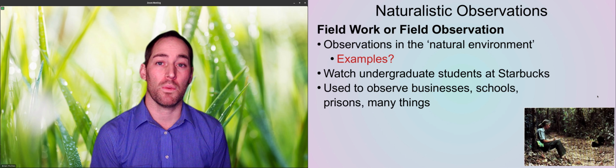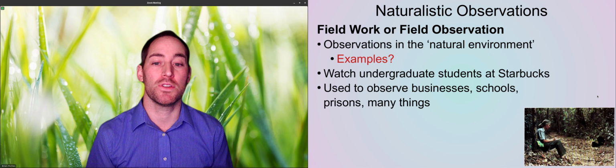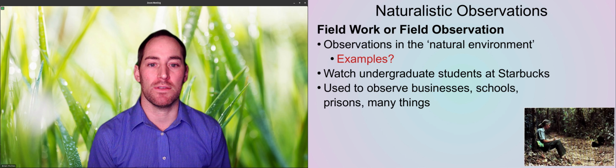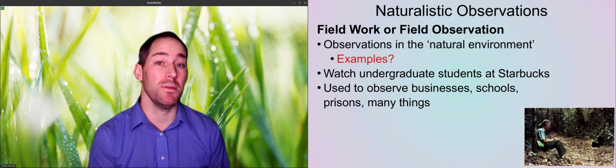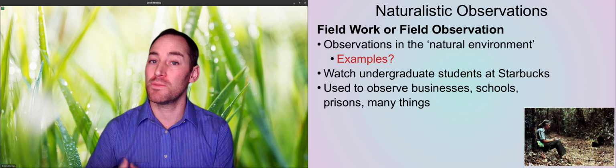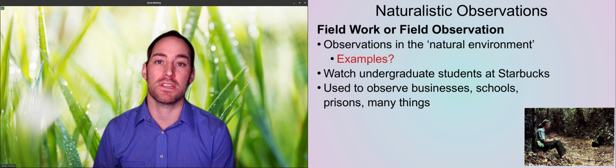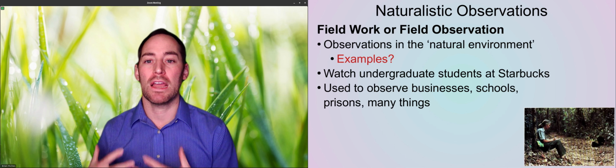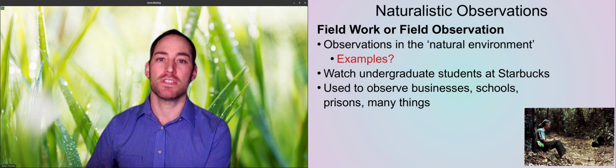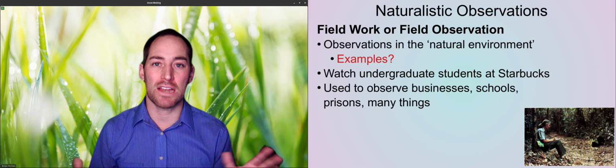But let's say you wanted to watch undergraduates. You wanted to observe how they behave in a setting outside of school. So maybe you go to the Starbucks near campus. Undergraduate students are coming in, they're talking, maybe they're working, and it's a place you can be, and you can just observe in a college student's natural environment. You might also observe how a business or a school runs. So prisons, there's many places you can do a naturalistic observation where you're trying not to interact with the environment, you're just observing what's happening in as natural a state as possible.